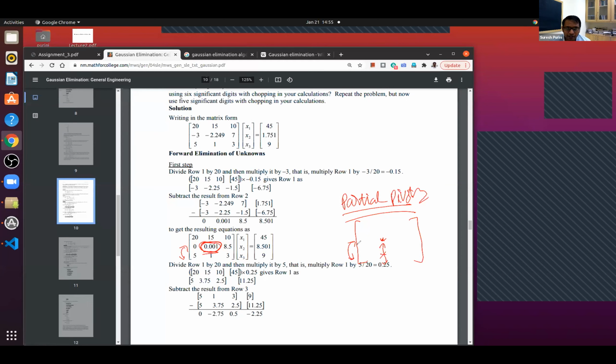Okay. Can everyone solve this problem now? Gaussian elimination method, those of you who are struggling, can you sit today, tomorrow and try to solve this?